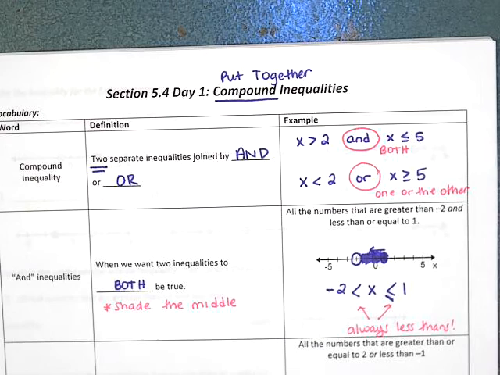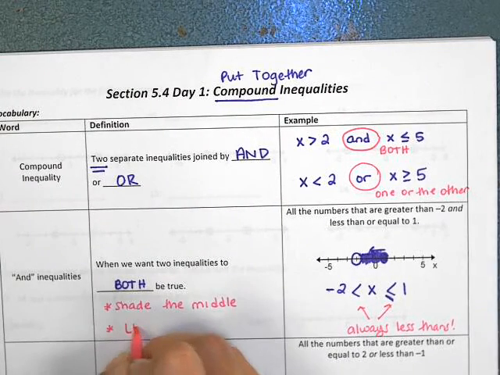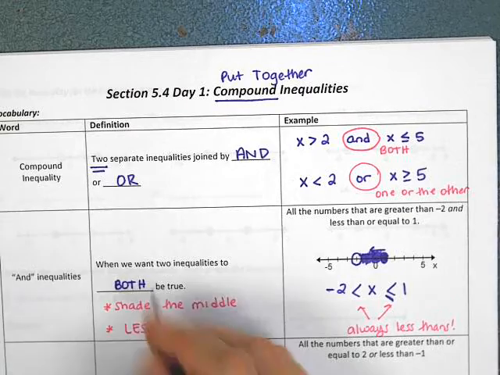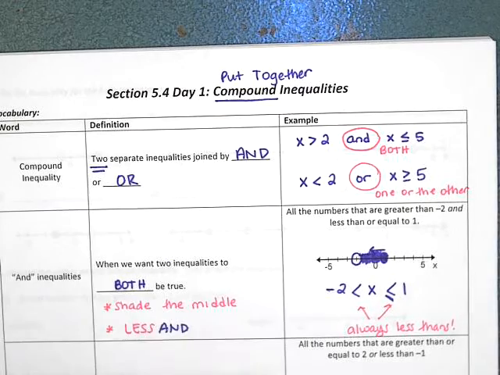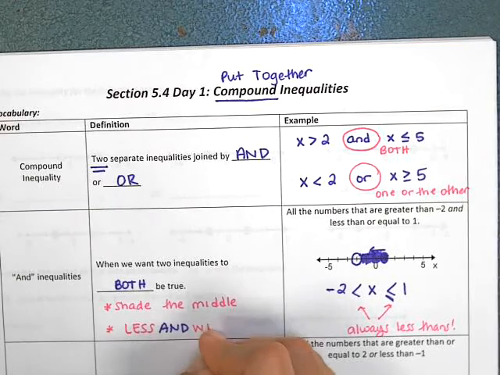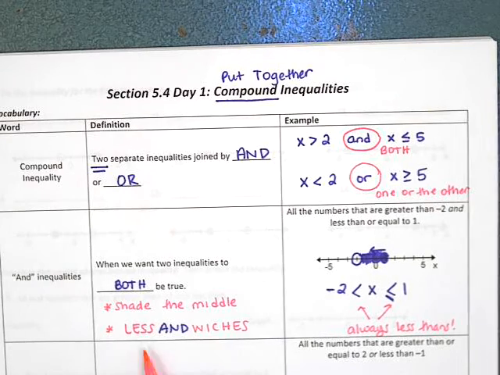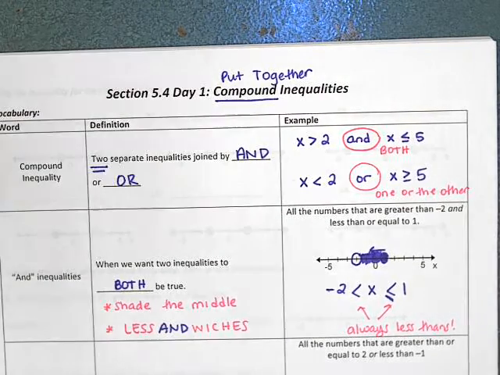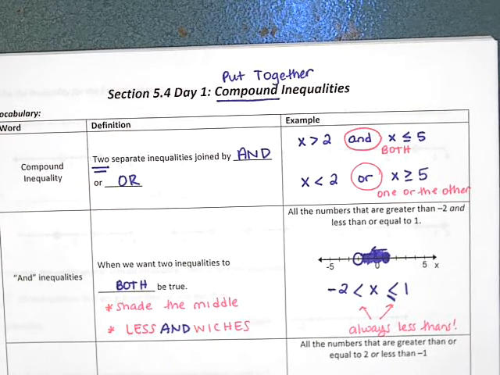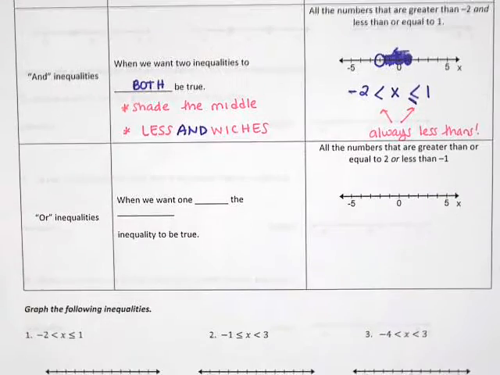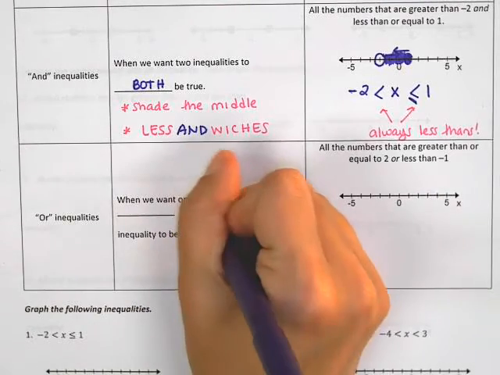Now, one way that I remember that I should always use less than symbols here is that I say these are called less and sandwiches. Less and sandwiches. They are sandwiches made out of less thans with the word and.